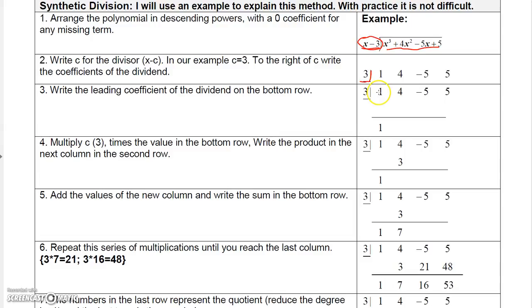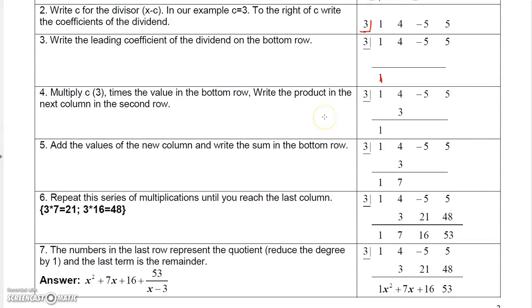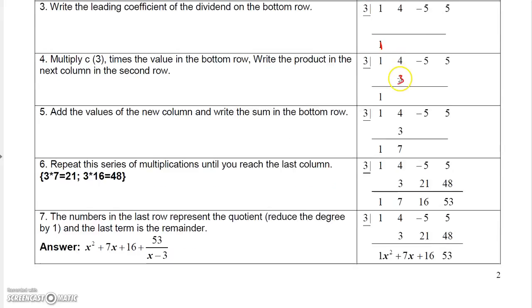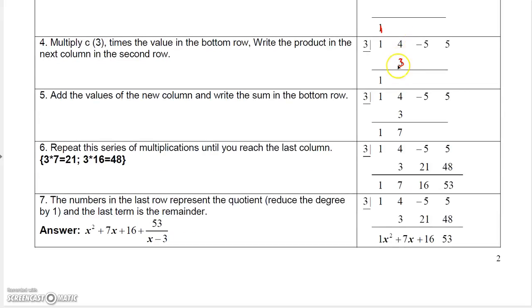Then we write the leading coefficient here on the bottom row. From there, there's just a pattern you follow. You take this divisor 3 and multiply it by this coefficient. So 3 times 1 is 3, and we write that result under the next term right here. Then we add these two numbers together. It's a little different than long division. We take 4 plus 3, and we get 7.